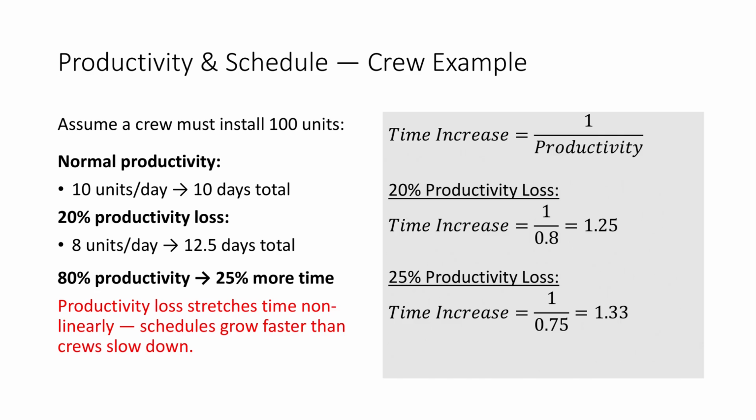You do this multiple times for multiple productivity levels, and you get the days that it will take for the crew to install. You will get the formula that corresponds to the one that you see on the right side. It is time increase equals 1 divided by productivity. So if there is a 20% productivity loss, the schedule will expand by 25%. If your productivity loss is 25%, the time increase will be over 30%. So what you see here is that schedules grow faster than crews slow down.